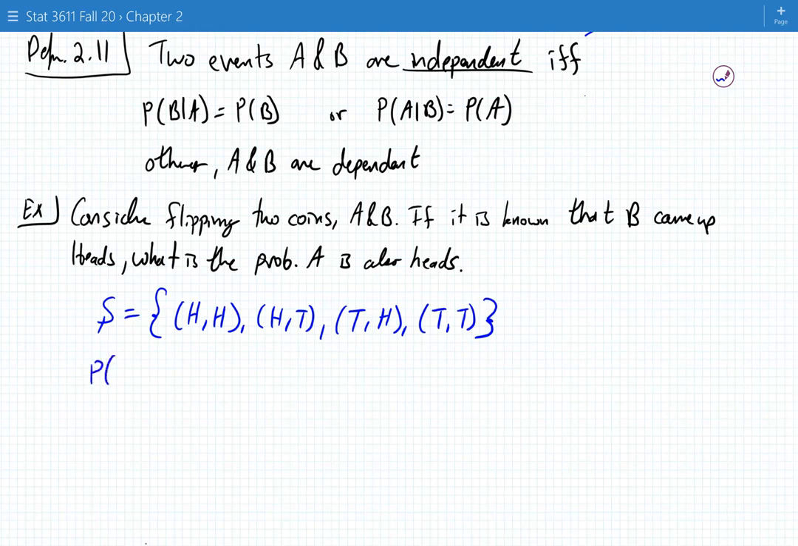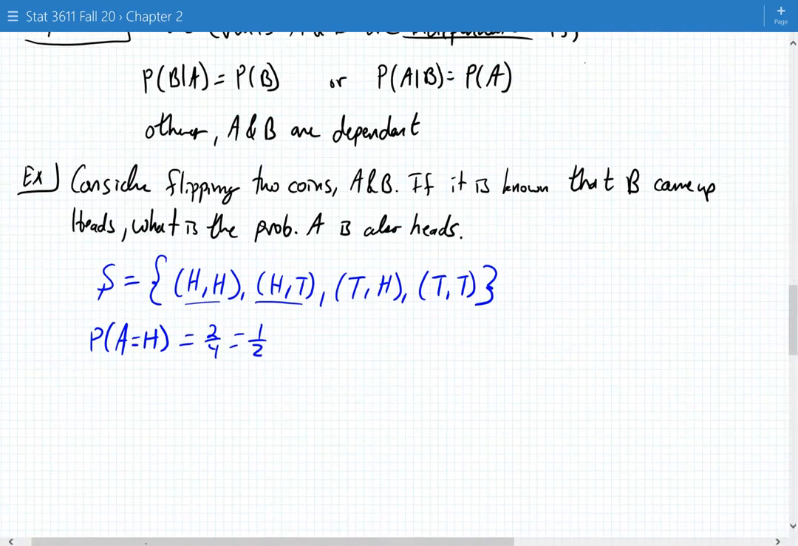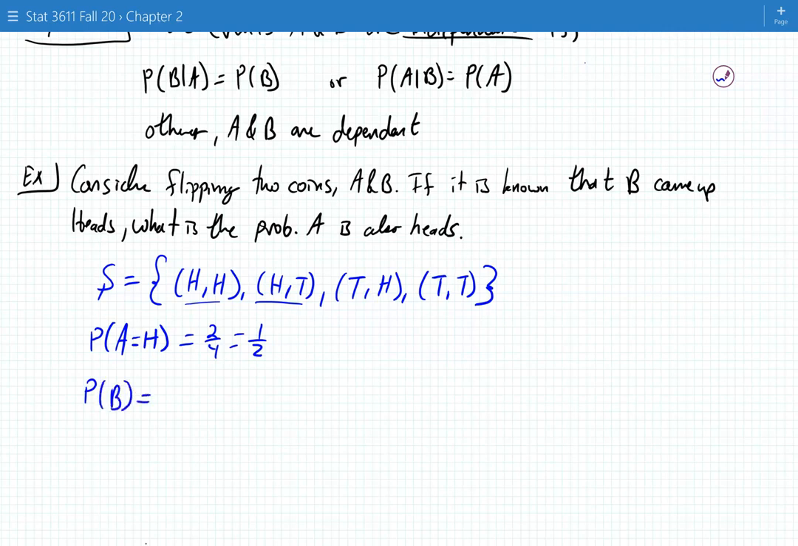So let's see, what do we know? What is the probability that A is equal to heads? Well, there are two events that correspond to that out of the 4, so 2 out of 4 or 1/2. What is the probability that coin B comes up heads? Well, that would be these last two, so also 2 out of 4, also 1/2. Although two different events out of the 4, still 1/2.